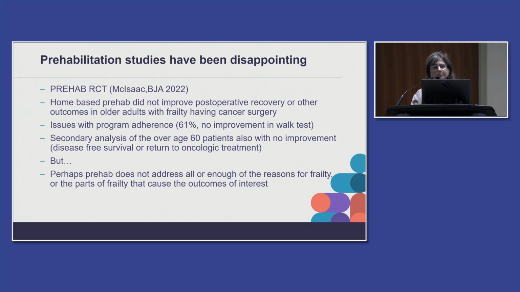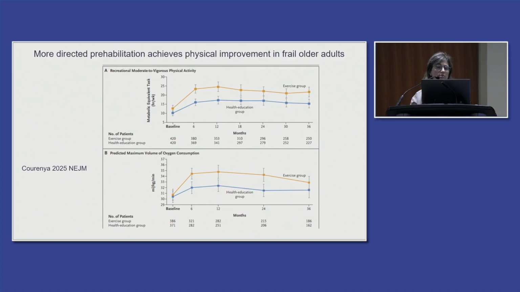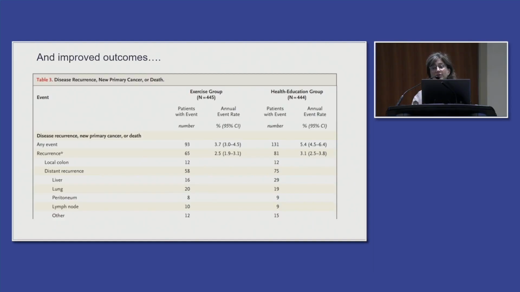But perhaps prehab doesn't address all or enough of the reasons for frailty or the parts of frailty that cause the outcomes of interest. And so this is a study that came out just this year looking at directed prehab with recreational moderate to vigorous physical activity, and they were actually able to show a separation between groups where patients actually got stronger in terms of their METs ability and their predicted maximum volume of oxygen consumption. And when you're actually able to get a group to be better and stronger, and this isn't surgery per se, this is disease recurrence in cancer patients, they were actually able to show if you prehab patients, you could decrease the recurrence of cancer. So don't throw the baby out with the bathwater when it comes to prehab. We may need more specified endpoints to do a good job.